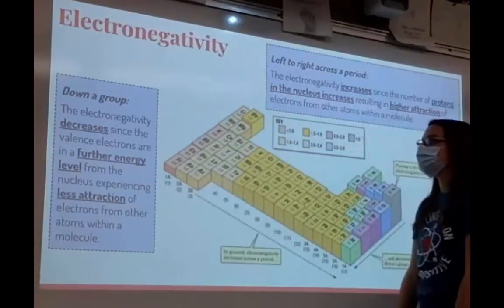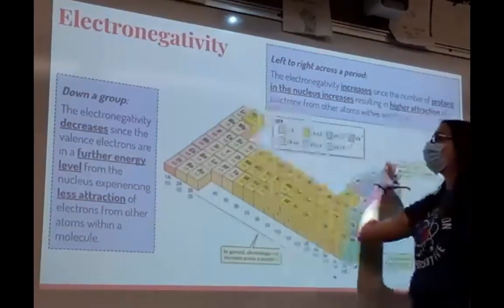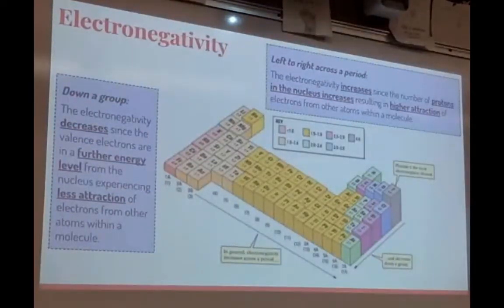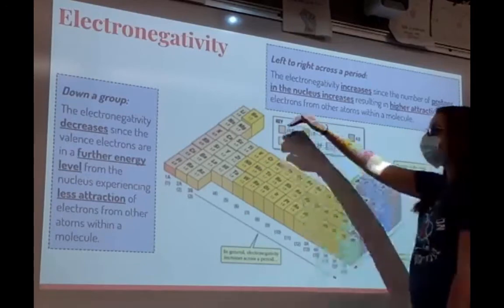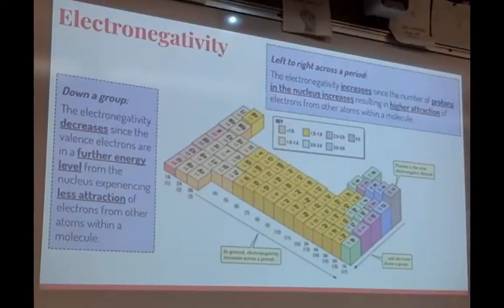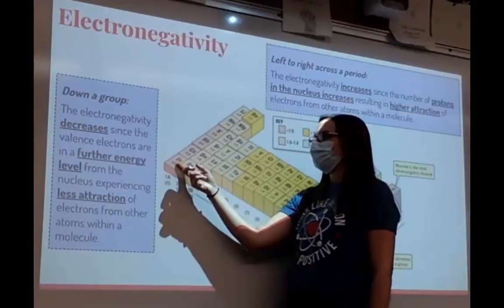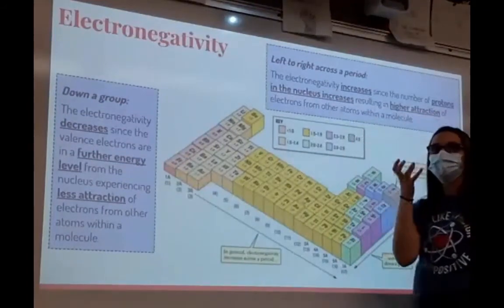The trend for electronegativity, as we go down a group, is that electronegativity decreases. So the arrows for electronegativity look just like ionization energy, because the harder it is to remove an electron, the easier it is to attract. So as we go down a group, the electronegativity decreases because the valence electrons are farther away from the nucleus. So they're in an energy level that's farther from the nucleus. So the farther away from the nucleus, the harder it is for that nucleus to attract an electron.